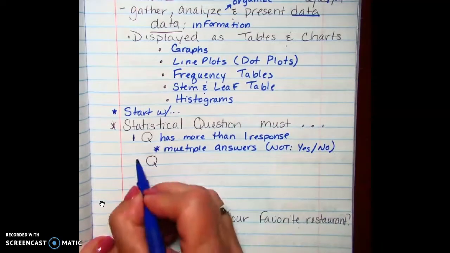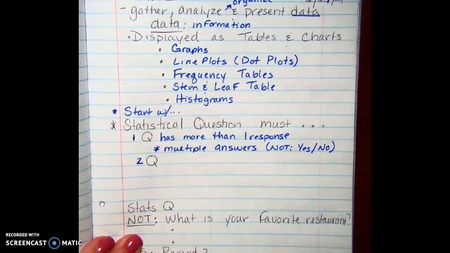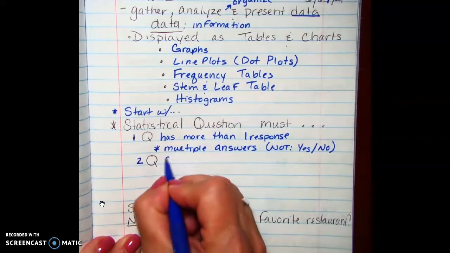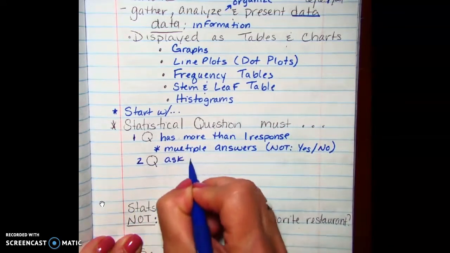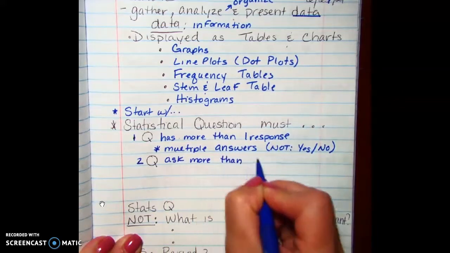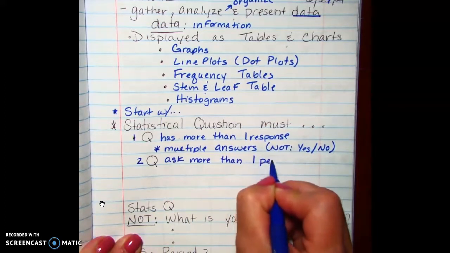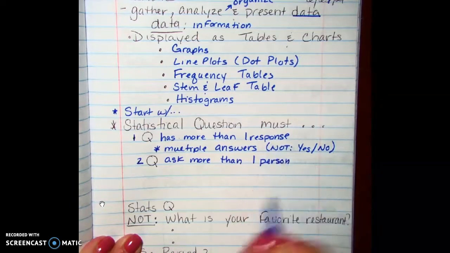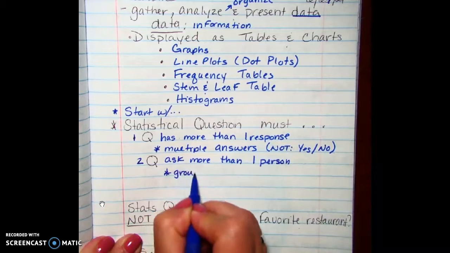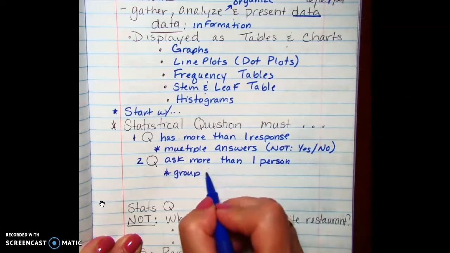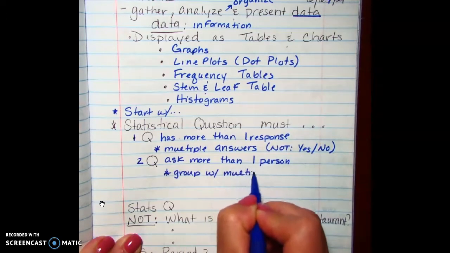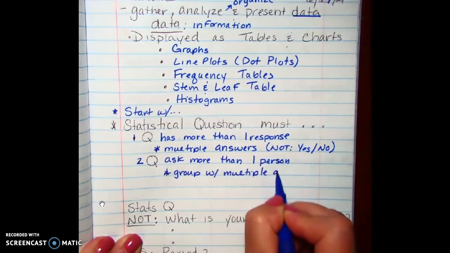The second thing a statistical question must have is that the question will ask more than one person. So we want to make sure that it's a group with multiple answers.